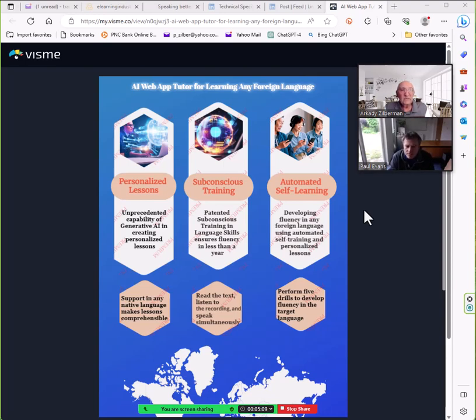The second invention is subconscious training. I have two patents on subconscious training in language skills, which ensures fluency in less than a year. You have probably heard that we have two systems of the mind. One is slow and another is super fast. Daniel Kahneman described this system and received the Nobel Prize for it in 2011.